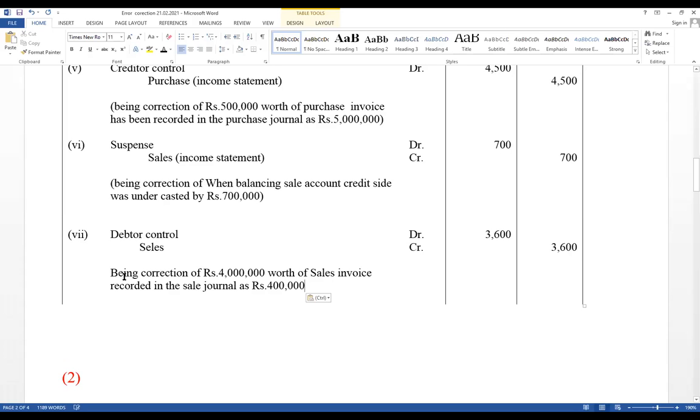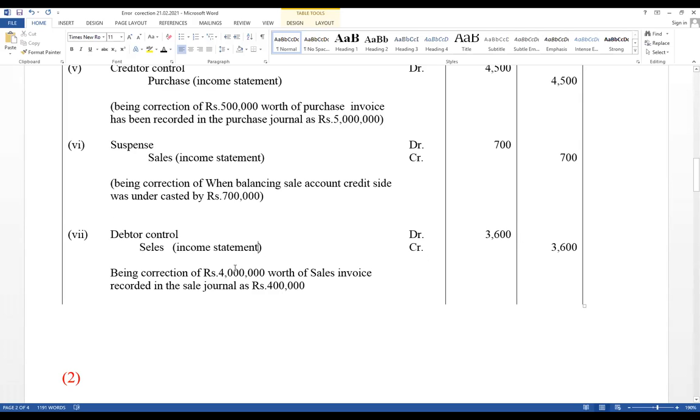of rupees 4,000 worth of sales invoice recorded in the sales journal as 400. Therefore, sales is income, profit already calculated. Therefore, here you have to write as an income statement. Errors recognized after calculating drafted profit. Therefore, if errors recognized after calculating profit, if there is income or expense, you have to write as an income statement. Not effect for suspense, but for profit correction, if income expense account credit should be added.